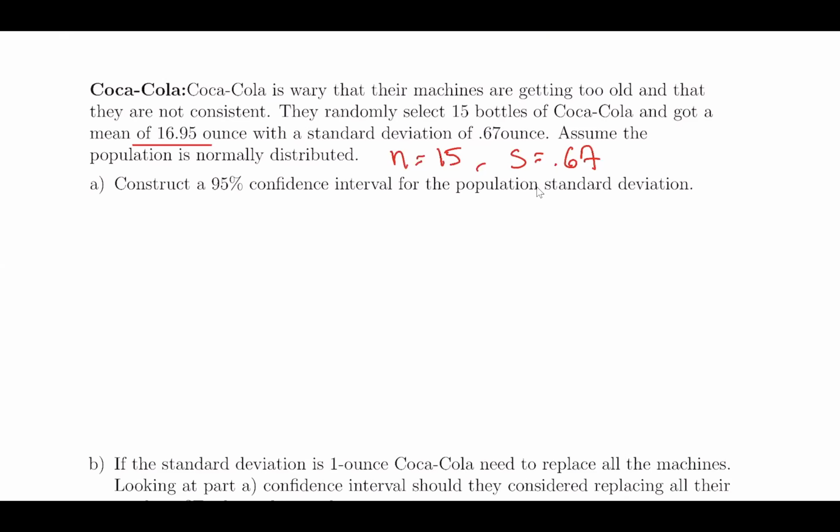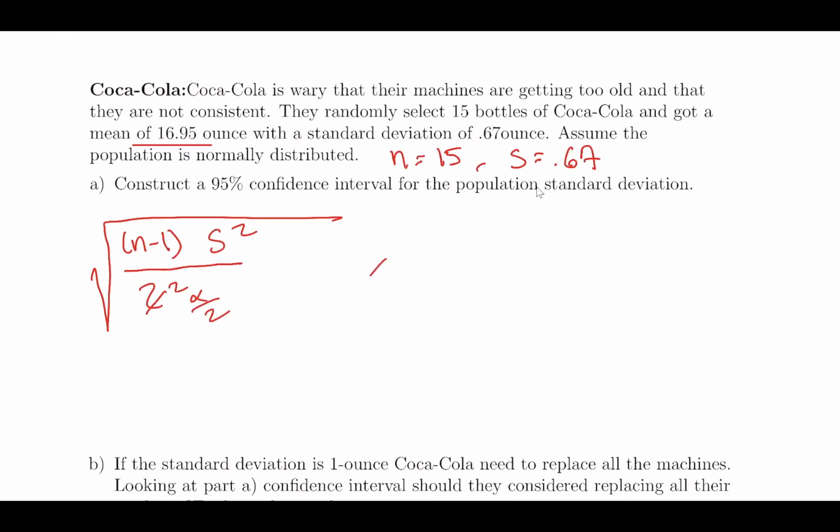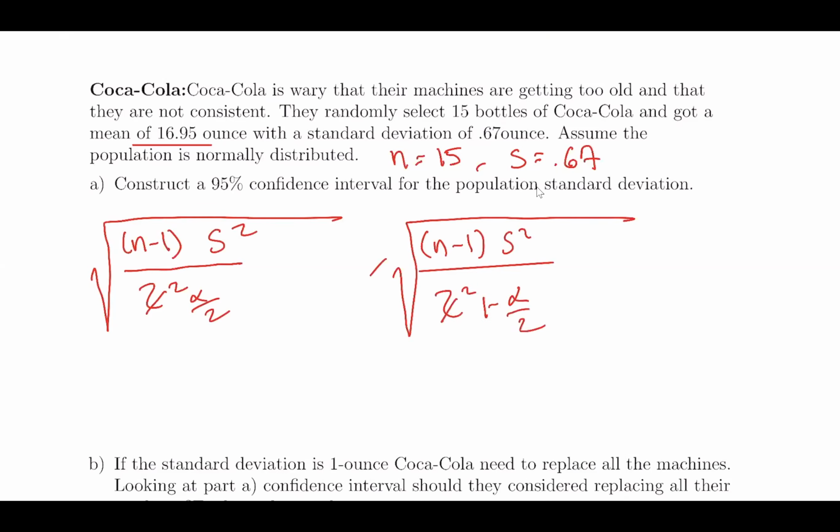For part A, we want to construct the confidence interval for the standard deviation, so this one you do take the square root. You take the square root of n minus 1 times s squared, all divided by chi-square of alpha divided by 2, and you also take the square root of n minus 1 times s squared, all divided by chi-square of 1 minus alpha divided by 2. Just remember, the confidence interval of variance doesn't need the square root, but for standard deviation you do have to take the square root of your answer. Any question on the formula so far?